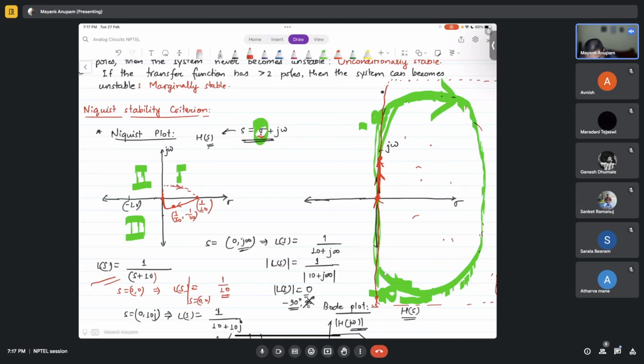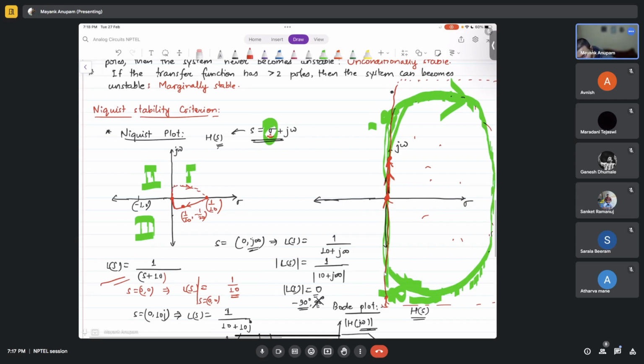Okay, so in this case you can clearly see there is no encirclement of the minus 1 comma 0 point. This point is not even encircled here. So clearly here the circuit is stable. I hope you understood this.